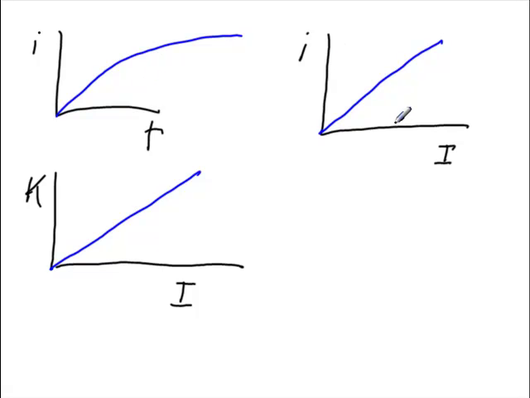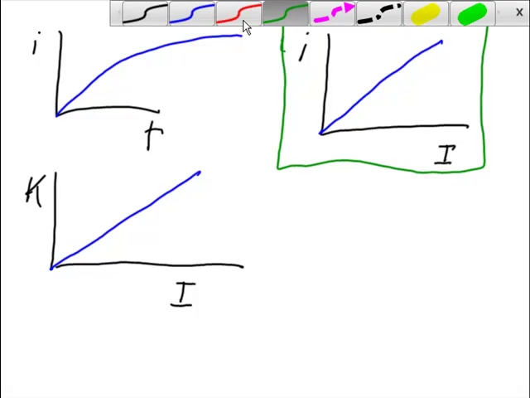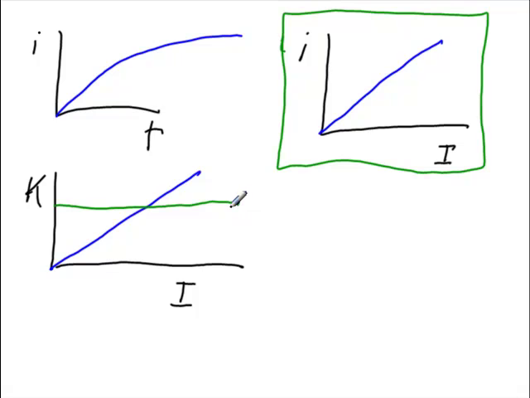Of these three predictions, this one here is the only one that holds true. Yes, indeed, if we plot the current versus the intensity, more intensity does result in more current. However, there is no correlation between the maximum kinetic energy and the intensity. For a given frequency, if I plot the kinetic energy versus intensity, it's totally level.